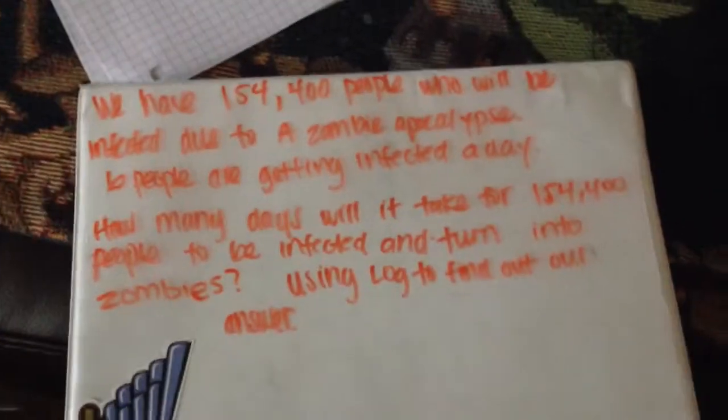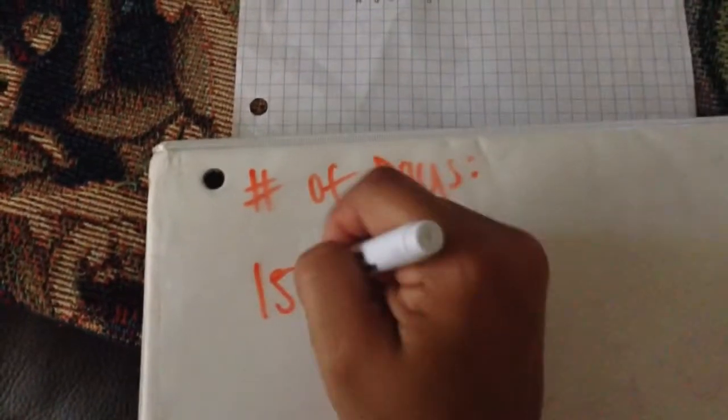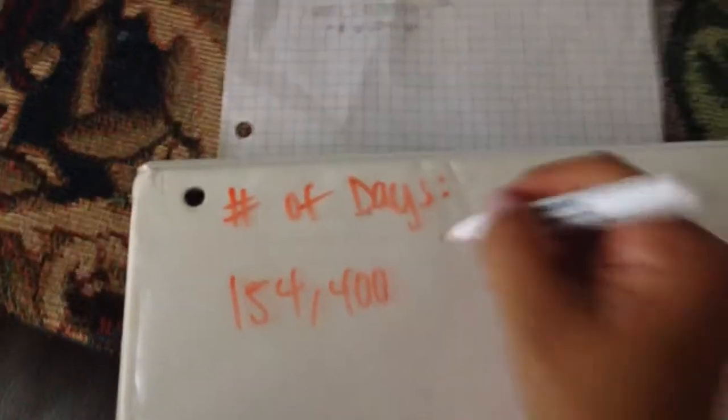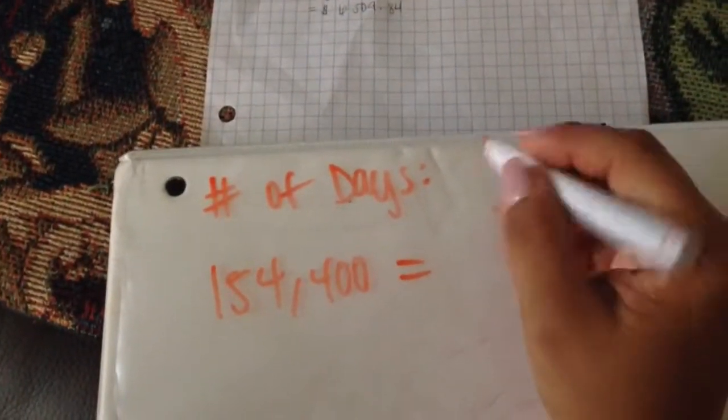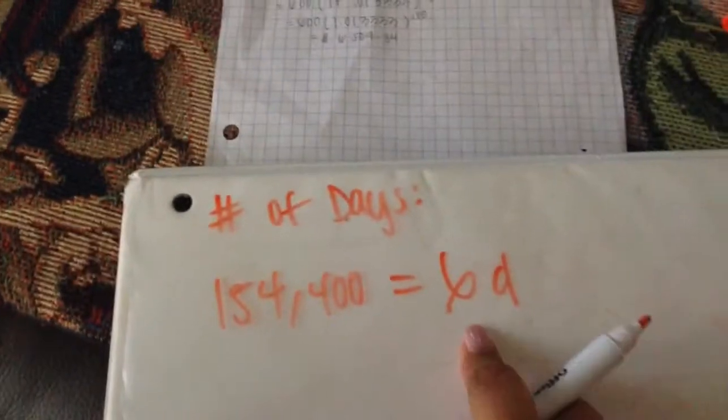So that is our equation. So we're going to be using log. And how exactly we use log is we use the number of days. That's what we need to find out. Now, so far, we have 154,400. That's how many people we have now, equals, because 6 people are getting infected in who knows how many days. So that's what we need to find out.